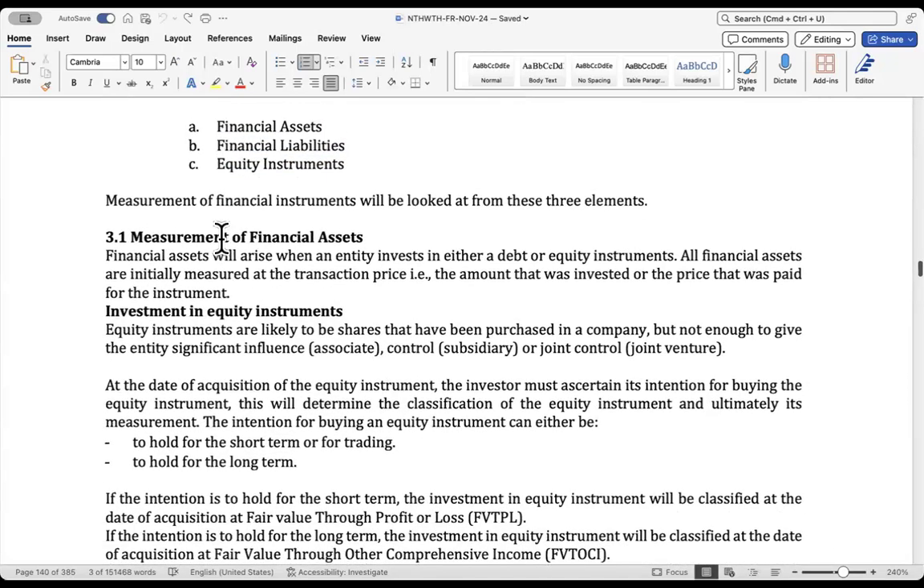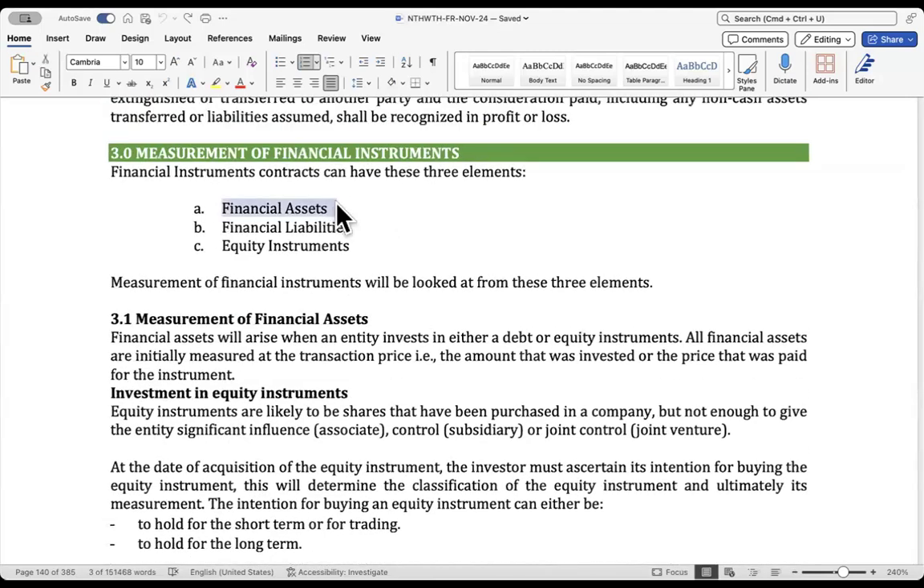So let's pick on financial assets. Measurement of financial assets. I'm going to focus on equity and debt for financial assets, because don't forget, financial asset is three things. Financial asset is cash. Financial asset is equity instruments of another entity. And financial asset is also a contractual right to receive cash, which is investment in debt.